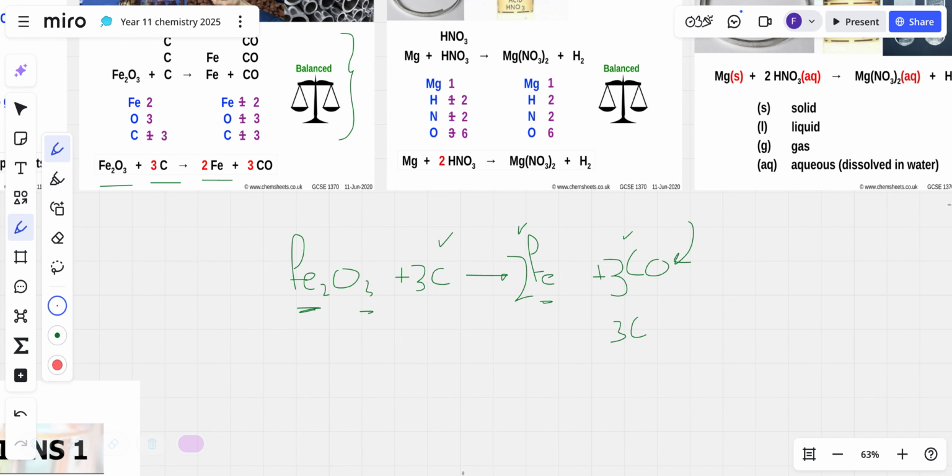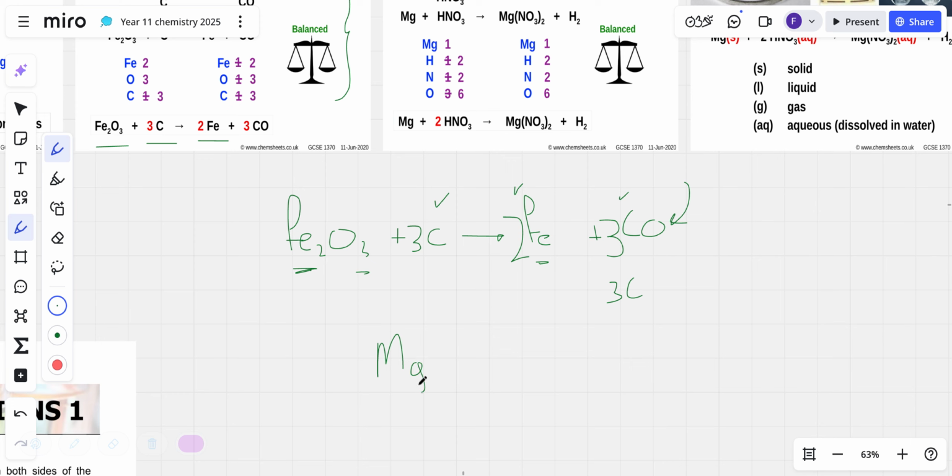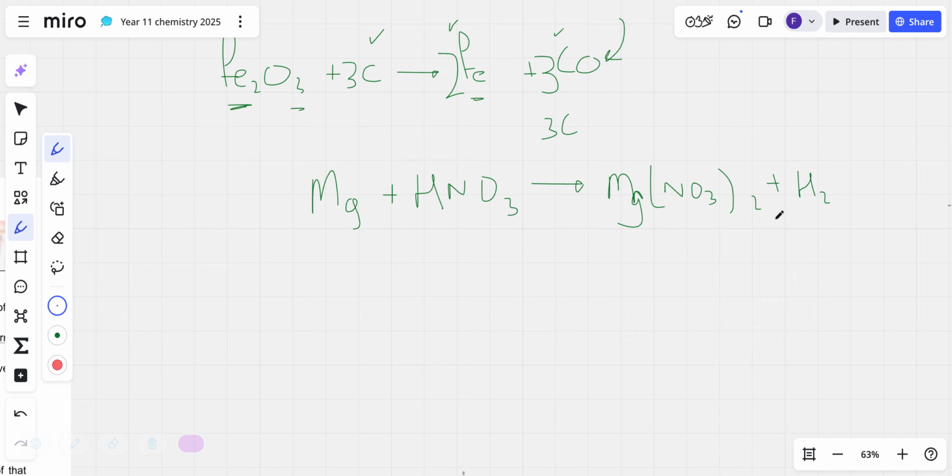So the next one I'm going to look at is magnesium plus nitric acid. Mg plus HNO3 goes to Mg(NO3)2, and I've got 2 of them, plus H2. Now, that's what you're given. You cannot change that, and you can't put a 2 there. You cannot put any other number there. Those are your formulas.